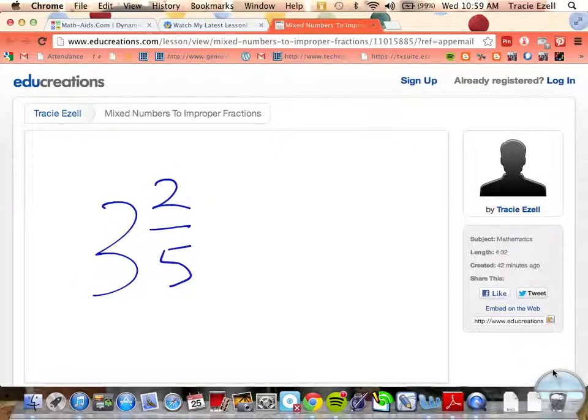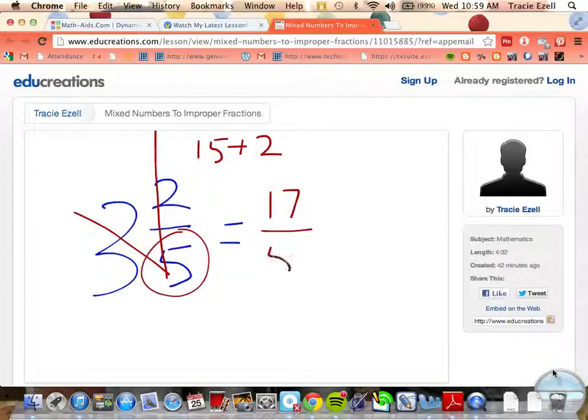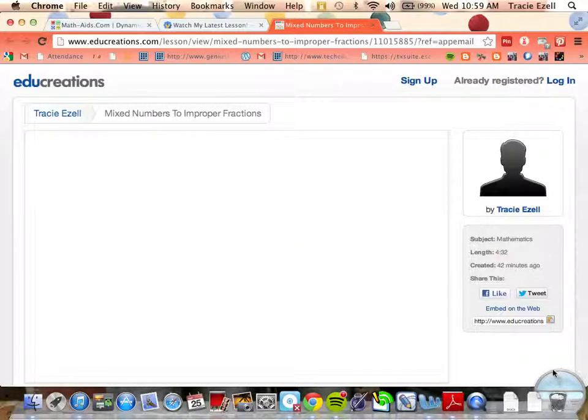3 2/5. If I'm using the check mark method, I multiply these 2, which would be 15. I'll write it up here. And then I add the top number, which would be 2. 15 plus 2 is 17, and my bottom number stays the same. And that, my friends, is how you convert mixed numbers to improper fractions.